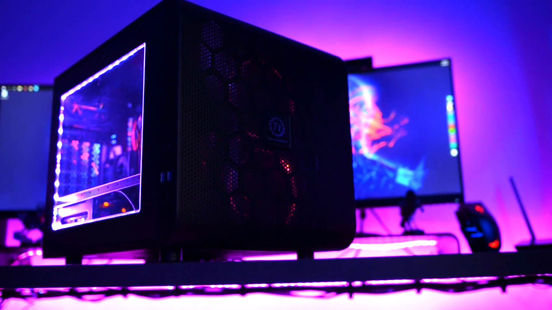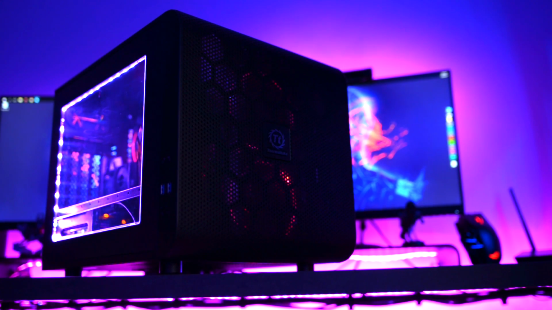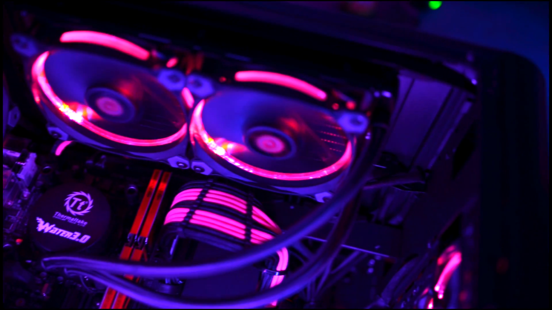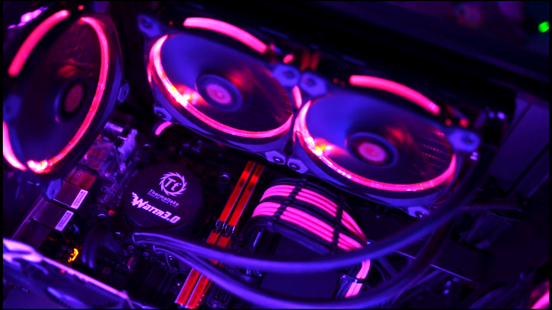Every PC has its main theme color. Looking for a quick and cheap solution, I went for the Thermaltake Sleeve Extension Power Supply Cables. Yes, I know these are extensions, but they get the job done. And for only $45, your PC can look badass like this.